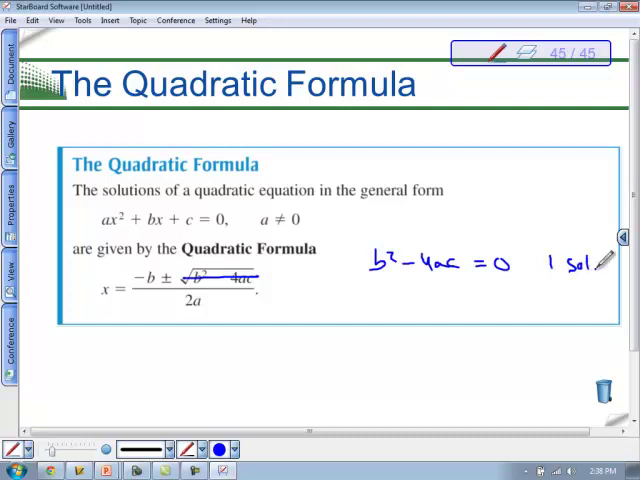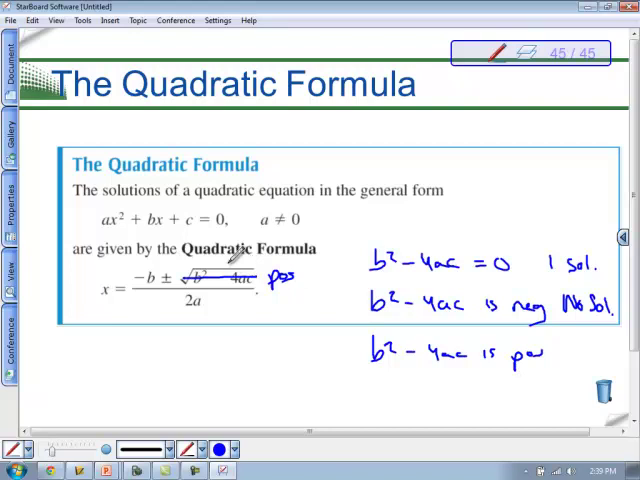Right? So right from the quadratic formula, you know what the discriminant tells you. And then obviously if b squared minus 4ac is negative, then there's no real solutions, because we'd have an imaginary square root of a negative number. And then lastly, if b squared minus 4ac is positive, then that means that there's two solutions.